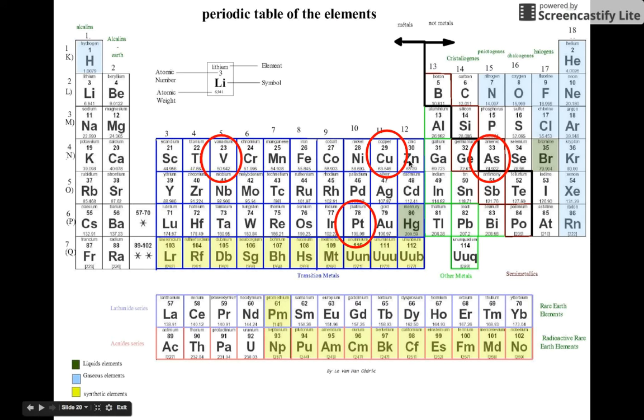So let's look, for example, at copper, which is 63.5. We're going to round this up to 64. So we're going to find the number of neutrons, which is going to be 64 minus 29, and that's going to be 35 neutrons, 29 protons, and 29 electrons.